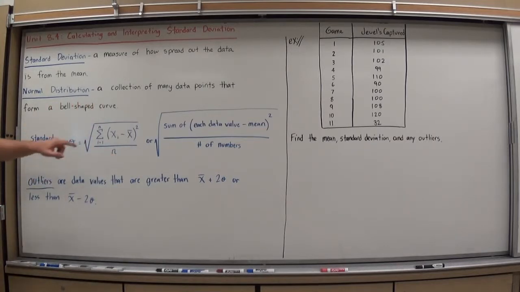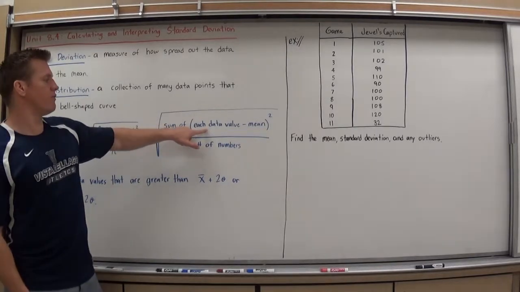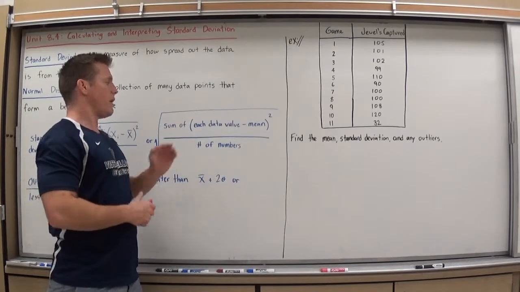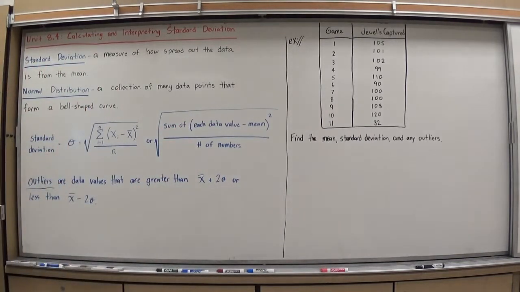So in other words, it's the sum of each data value minus the mean, in parentheses, squared. I'm going to add all those up, divide by the number of numbers, and take the square root. It'll be a little easier when you actually get to work through the process with me.